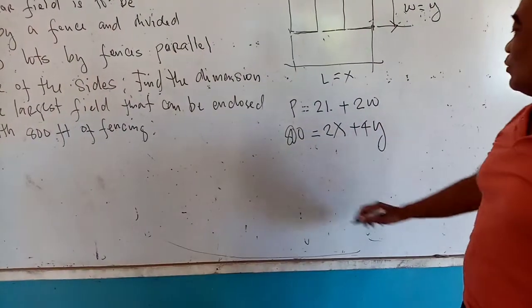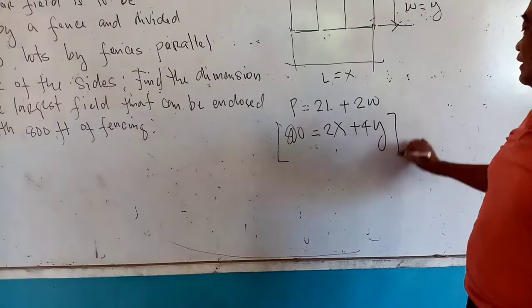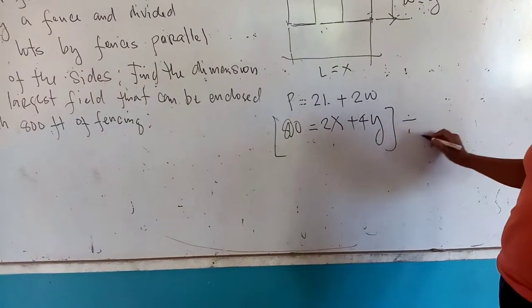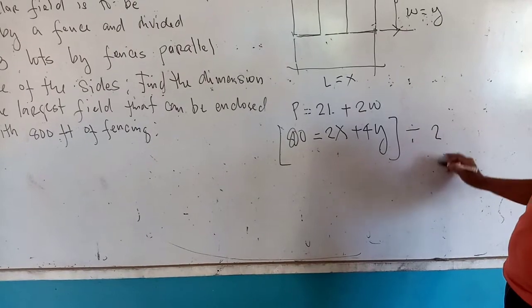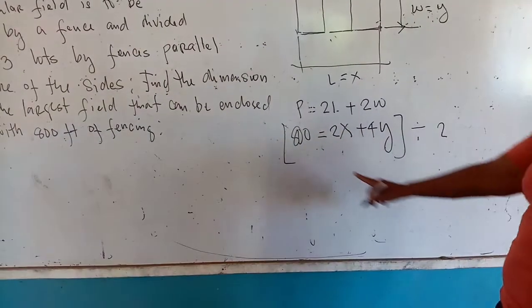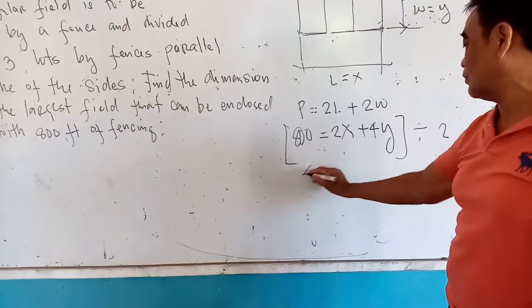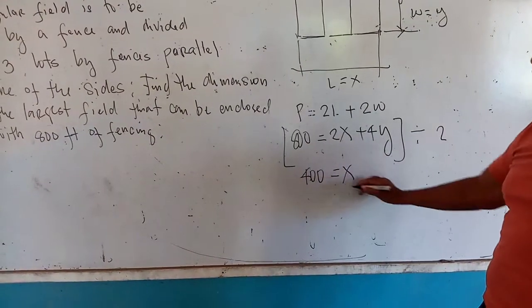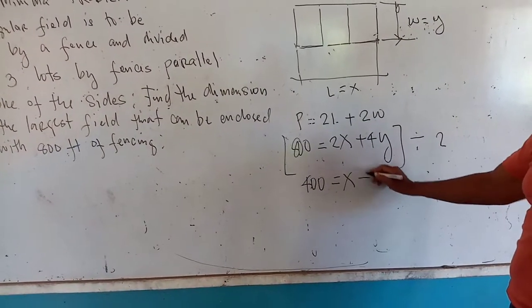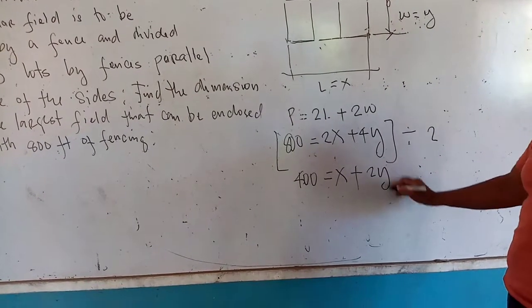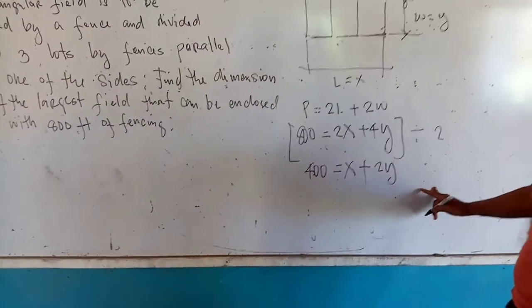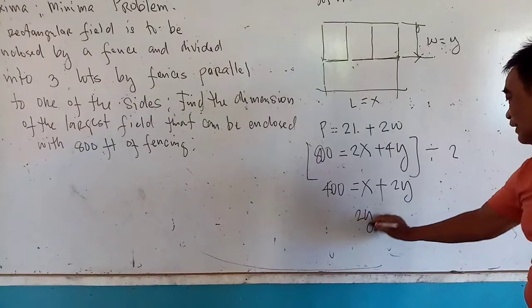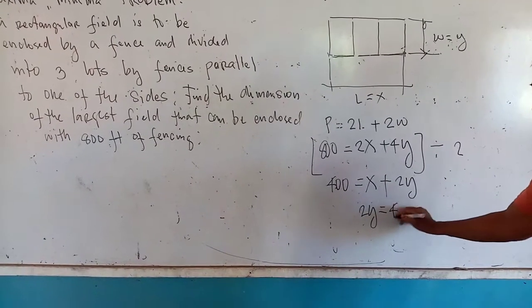Alright, now from this equation, according to algebra, we divide both sides of the equation by 2, so that 800 divided by 2 will give us 400. Then x, and dividing by 2, it will give us 2y. Now from this equation, you have to solve for 2y, where 2y is equal to 400.